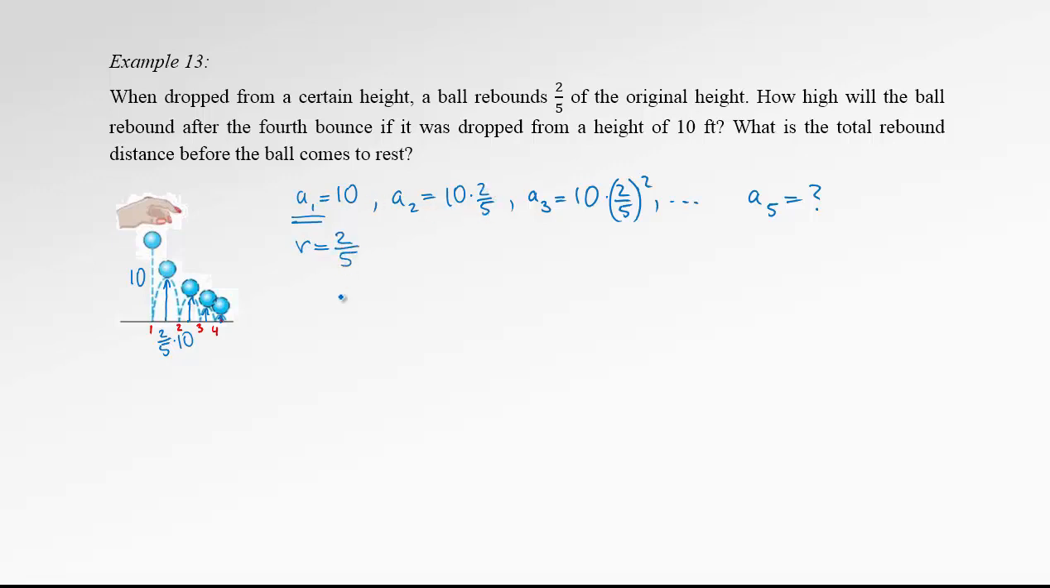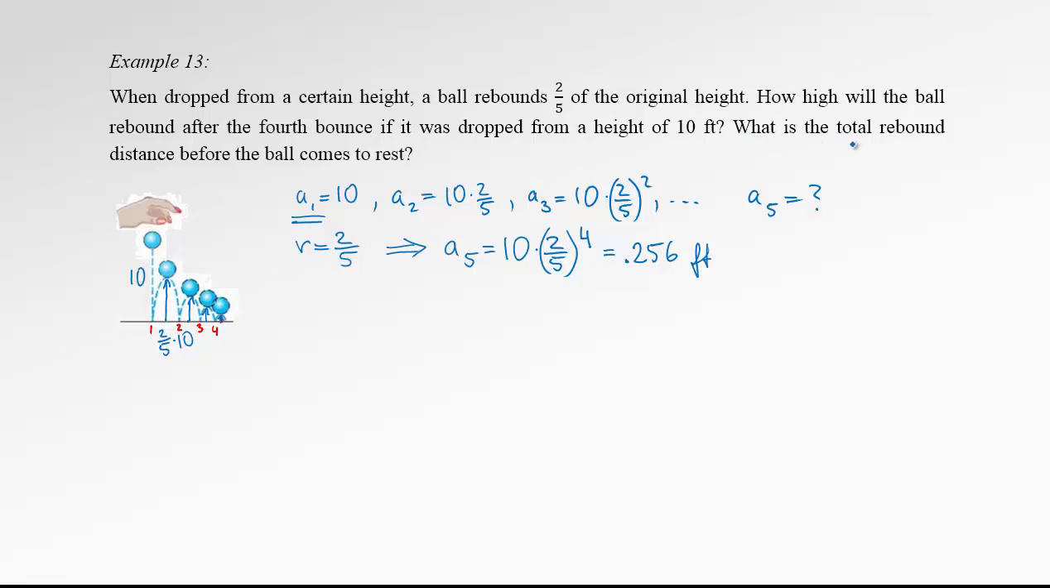It's 2/5. Therefore, A5, according to our formula, is A1, which is 10, times the 2/5 to the 5 minus 1, to the 4, isn't it? Okay, so we can evaluate this expression to be 0.256. So that means after the fourth bounce, the ball will go up by approximately 1/4 of a foot, which is about 3 inches. So 0.256 of a foot.